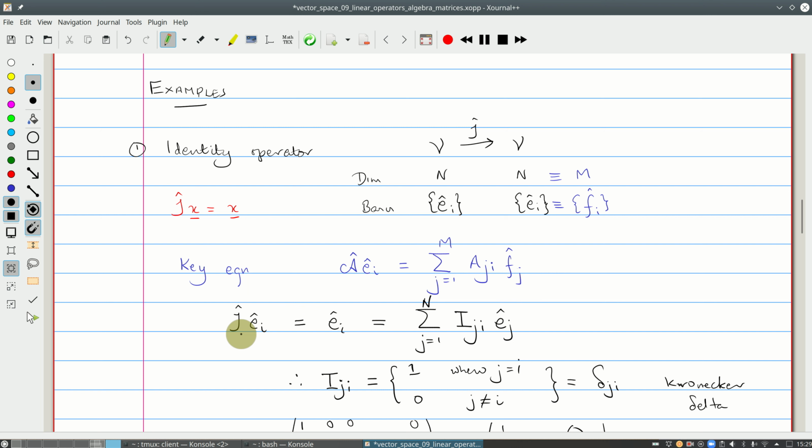All right, so now let's have a look at how the identity operator I hat operates on the basis vector e hat i. It gives us e hat i back, because that's the definition of the identity operator. Using the sum, this must be equal to the sum, j goes from 1 to n, of I_ji e hat j. And what this means then is that if we write it down, let me put that down here.